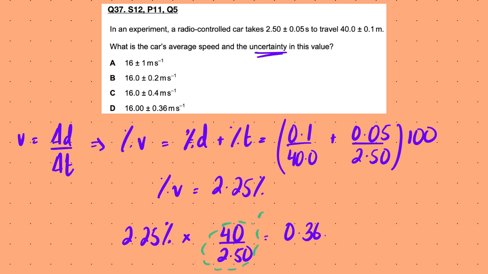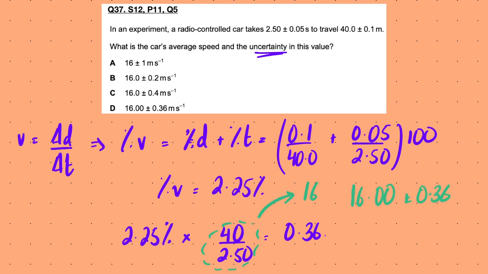So I kind of skipped over this. This is 16. But now if you think about it, you'll also have to appropriately represent this. And this is supposed to be understood even though the question does not use the phrase write to an appropriate number of SF, but this is something that you have to do. So your actual value is 16.00, let's write it like this for now, plus minus 0.36.